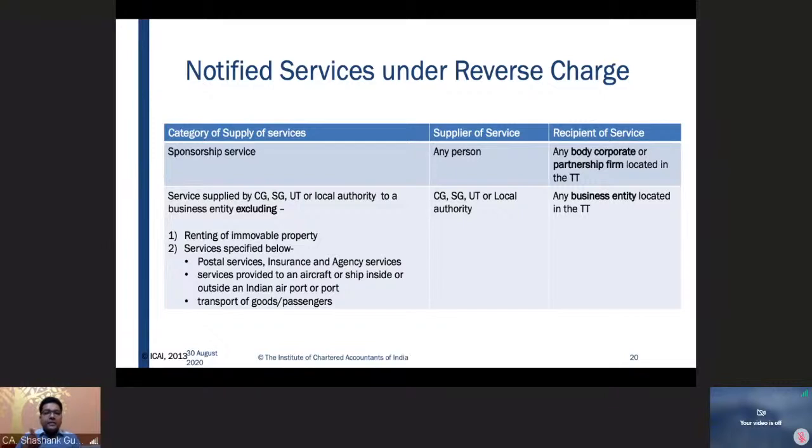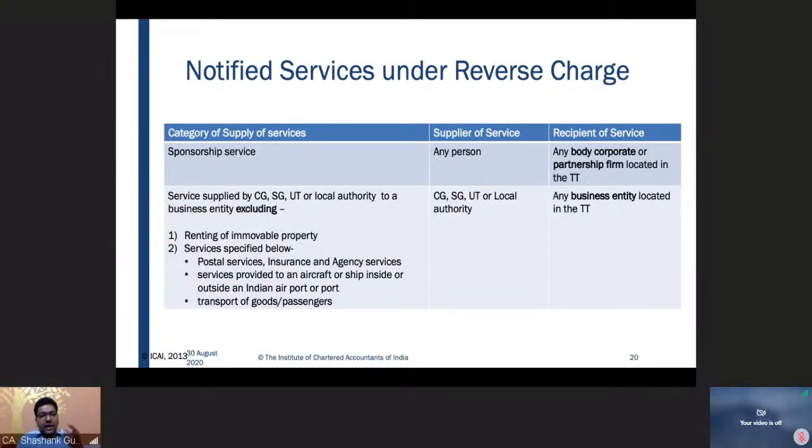So friends, where this term business entity comes now, what we need to understand is, suppose there is a business entity doing only 10 lakh rupees worth of business. But, so 10 lakh rupees worth of business meaning they are not liable to obtain registration under GST.